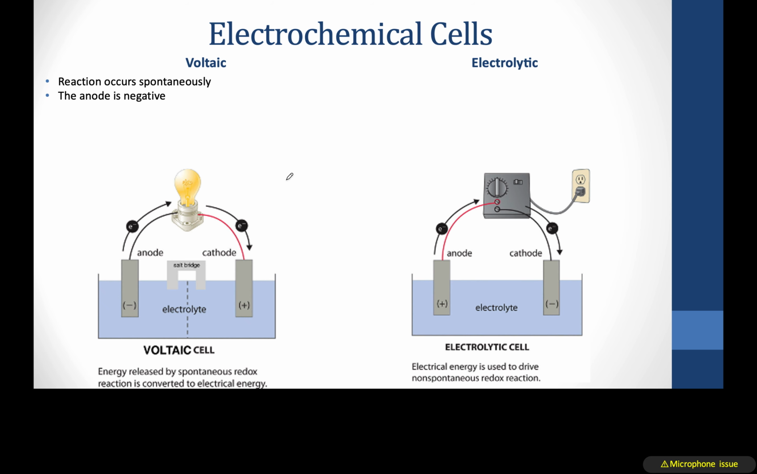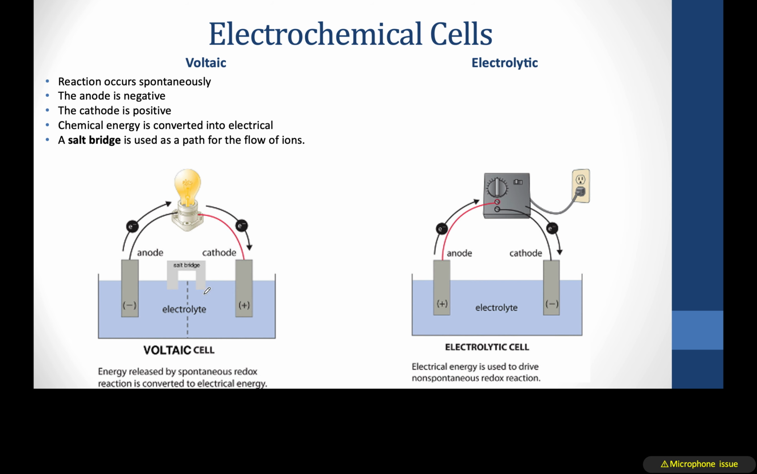Okay, a voltaic cell, the anode is negative, kind of like it should be. Right? Remember, anions are negative ions, and cations are positive. The cathode is positive. Chemical energy is converted into electrical energy. Think about a battery, right? A battery is a chemical reaction, a redox reaction that powers stuff. It's converted into electrical energy.